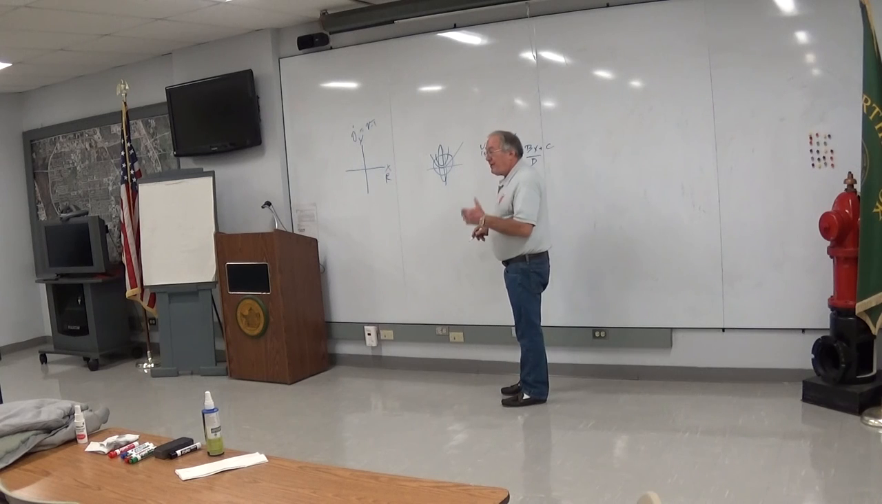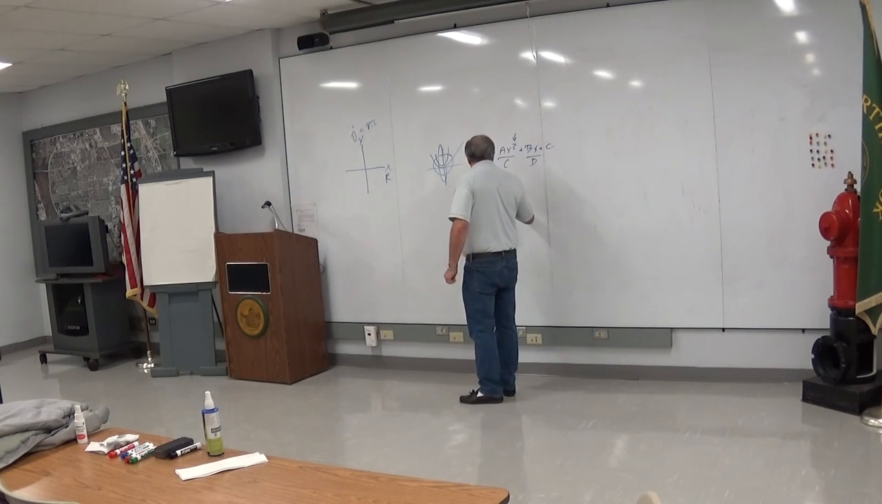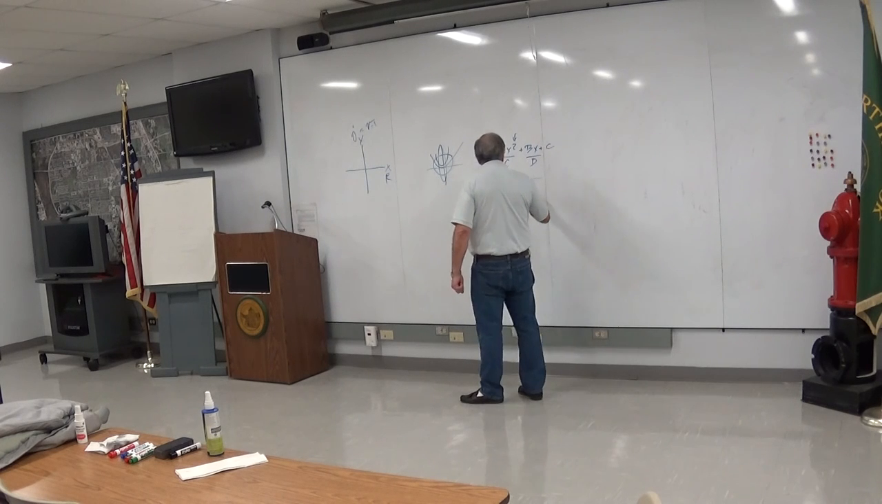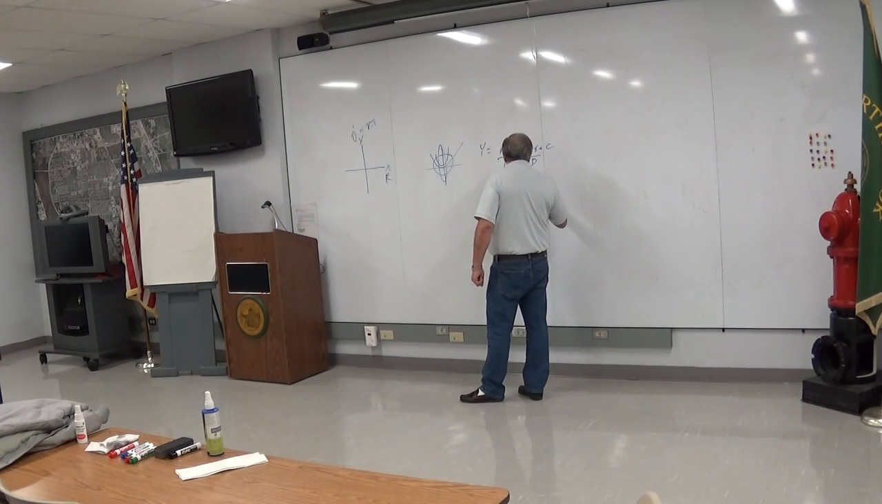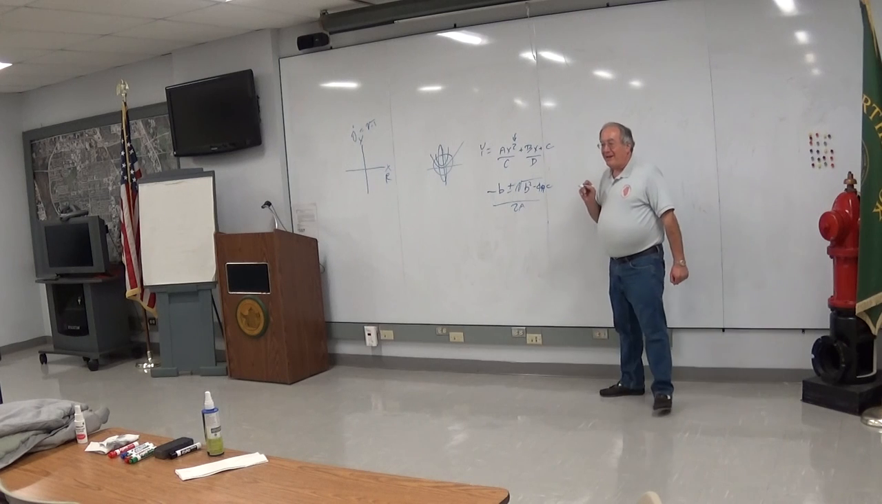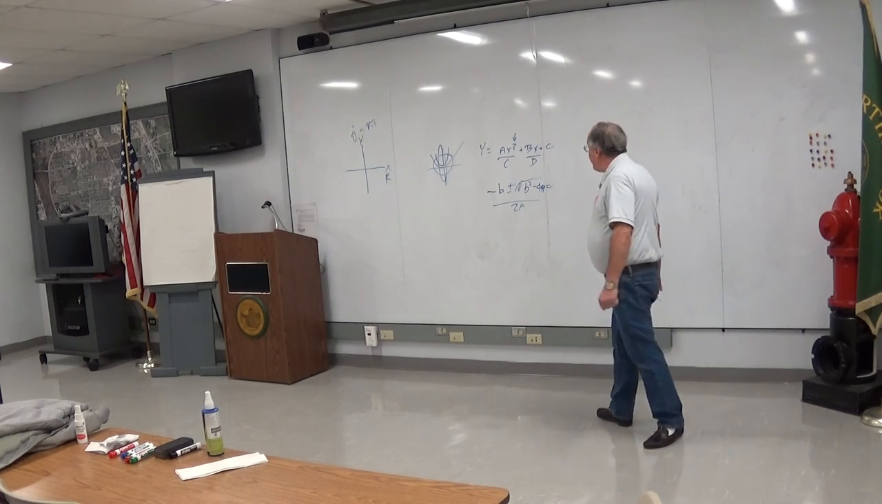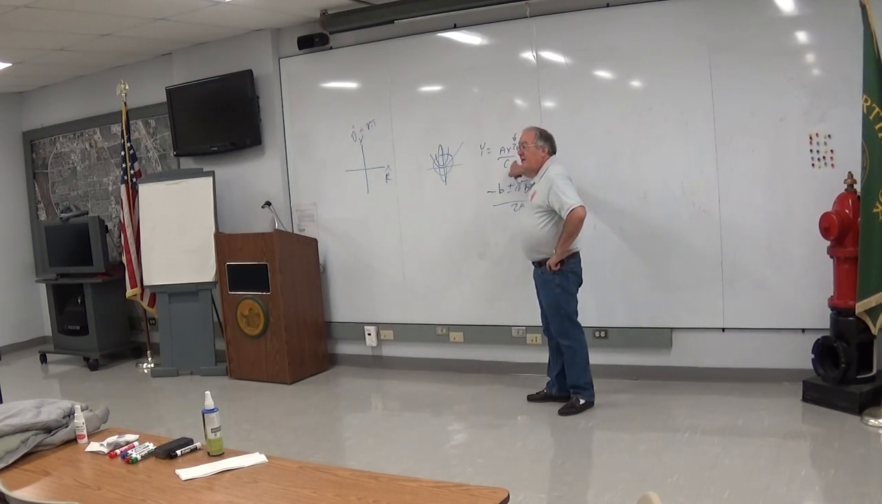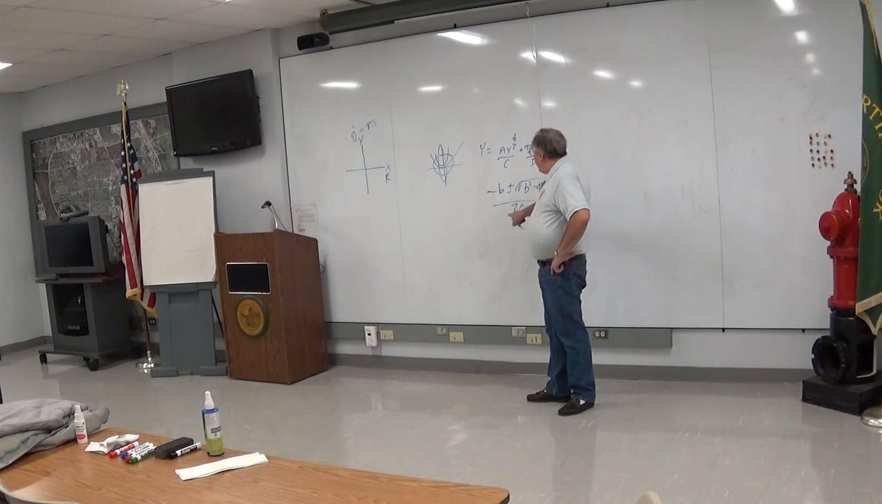And remember an equation like this one, minus b plus or minus the square root of b squared minus 4ac, all over 2a. Anybody remember that? Yes, the quadratic equation. What was it doing? It was solving this equation. It said, what's x?